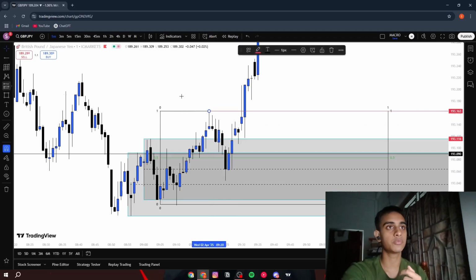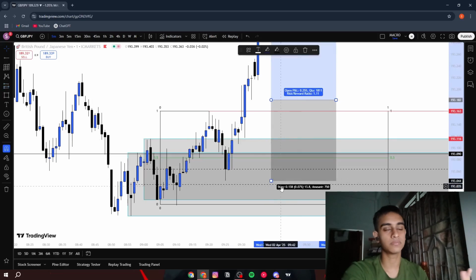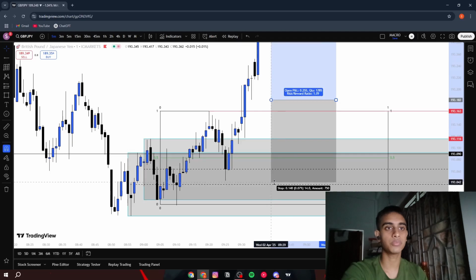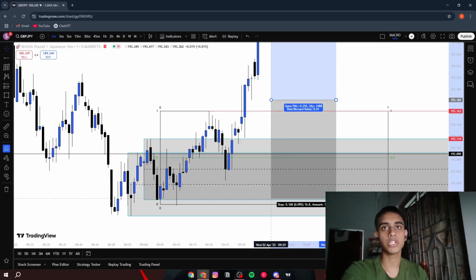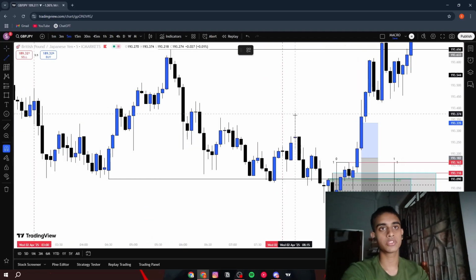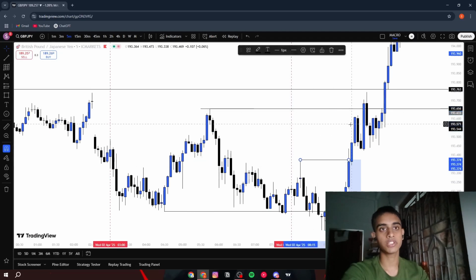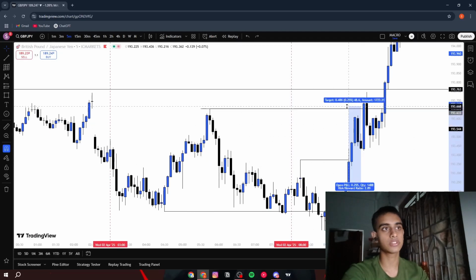So I enter somewhere around here, and my stop was around here. I like to leave out some space for spreads. So I leave out 3 or 4 pips for breathing space. So it will be 16.8 right here. And my take profit was, this was my take profit one. And my final take profit was this London high right here.